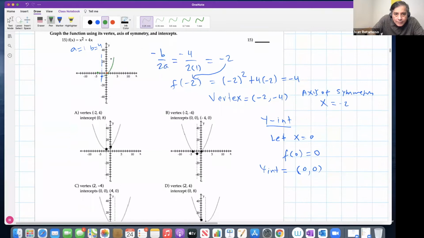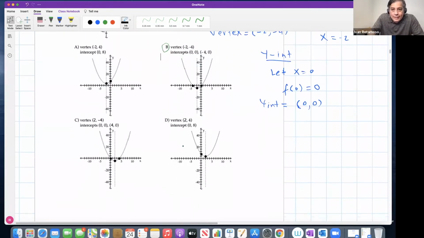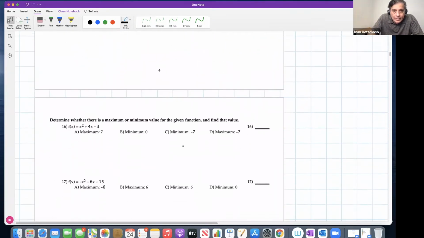Yeah, and then if you look at this among the choices, the answer should be this one, right? Look, vertex, this. And x-intercepts 0, 0, and -4, 0, right? So on the graph. Very good, guys. So B. Excellent. Let's look for new forms.